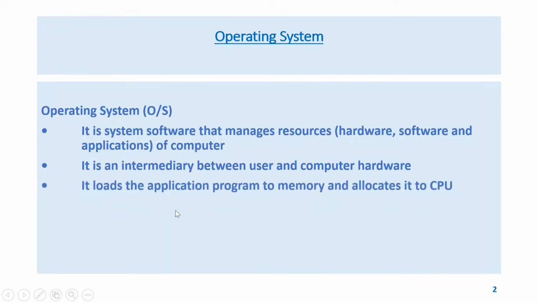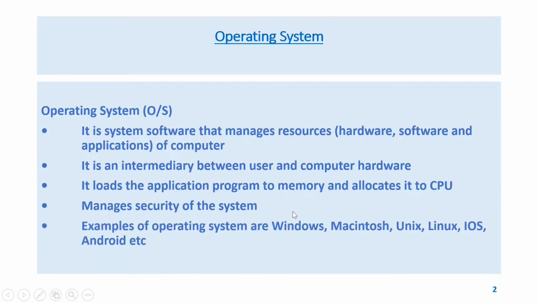The operating system loads the application program to memory and allocates it to the CPU. The operating system also manages the security of the system. Examples of operating systems are Microsoft Windows, Macintosh, Unix, Linux, iOS, Android, etc.